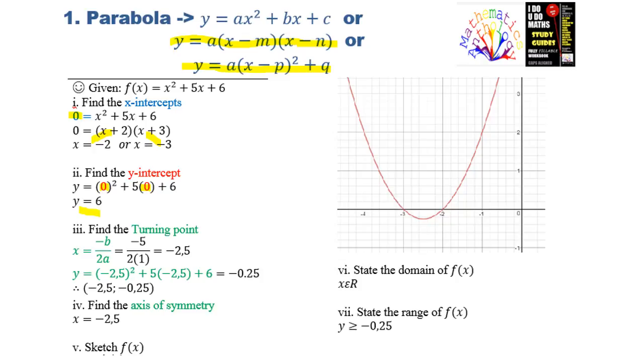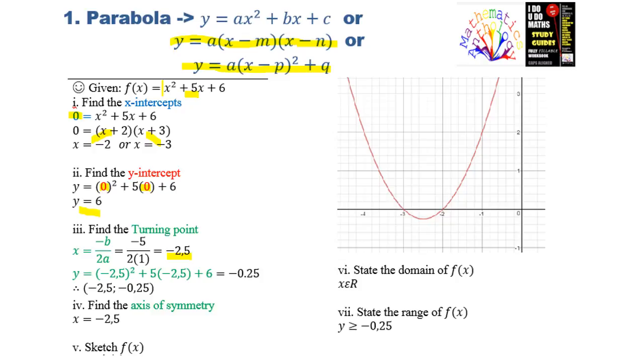Let's find the turning point now. For the turning point, we start with the equation x is equal to negative b over 2a. So my b value is positive 5 and my a value is 1, the number in front of x squared. So negative 5 over 2 times 1 gives me negative 2,5.